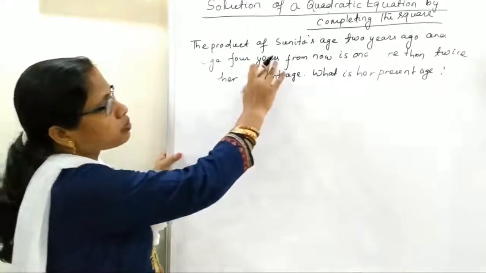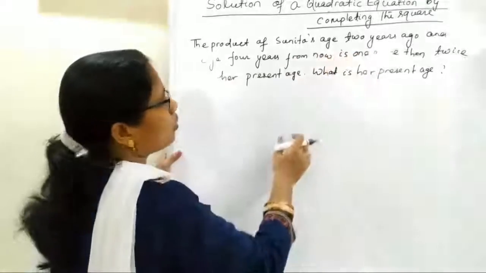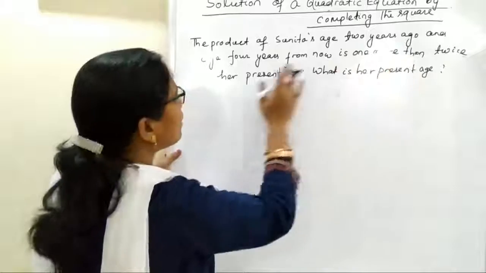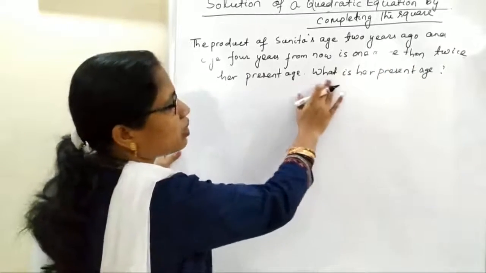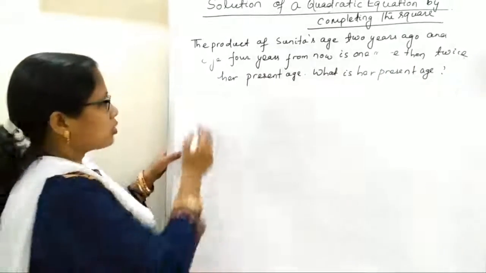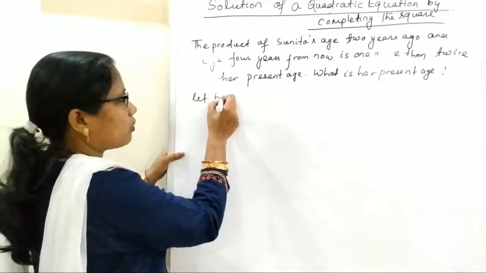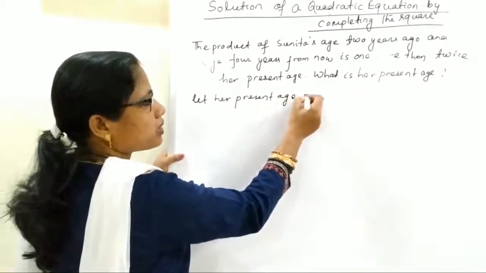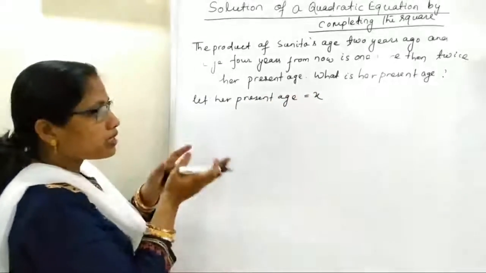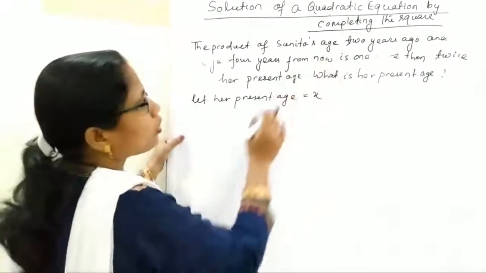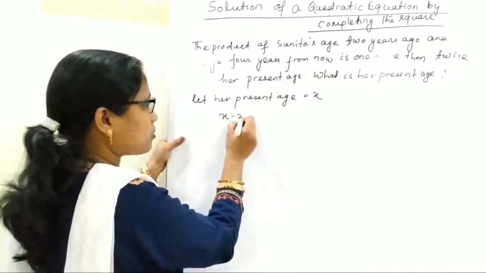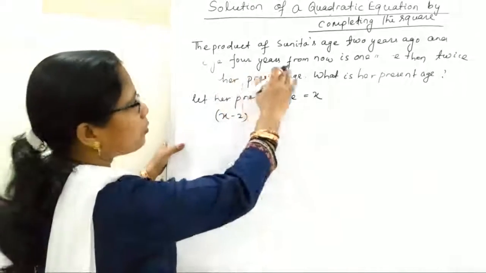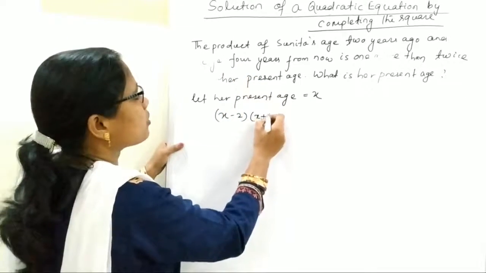The product of Sunita's age 2 years ago and her age 4 years from now is one more than twice her present age. What is her present age? Let her present age be x. Then what was her age 2 years ago? That is x minus 2. And what will be her age after 4 years? That will be x plus 4.